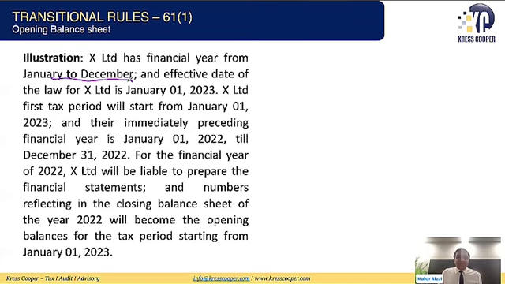For the financial year of 2022, X Limited will be liable to prepare the financial statements, and the numbers reflecting in the closing balance sheet, this is important, we need to carry forward. The balance sheet numbers reflecting in the closing balance sheet of year 2022 will become the opening balances for the tax period starting from 1st Jan 2023.